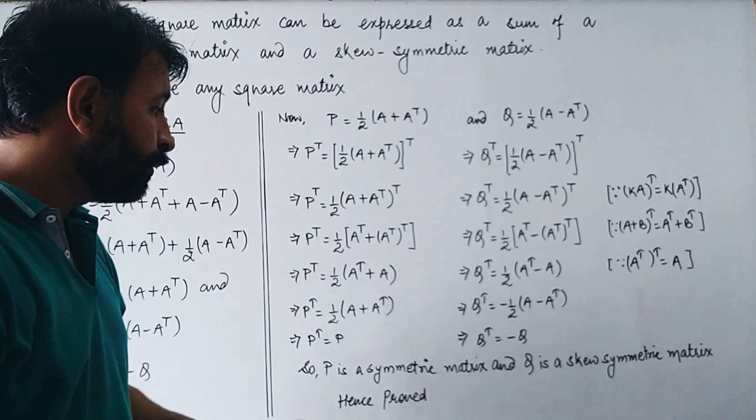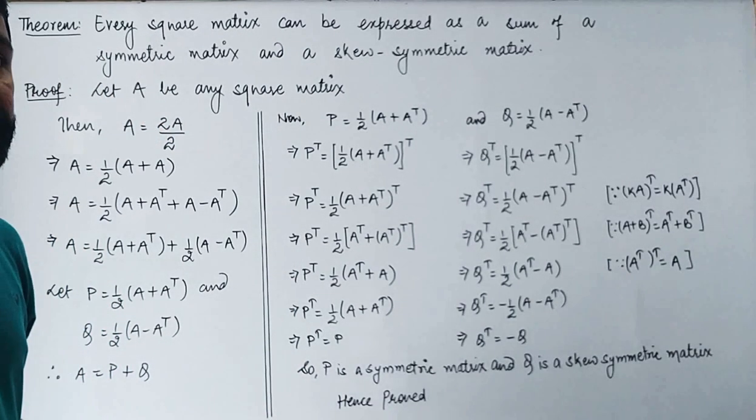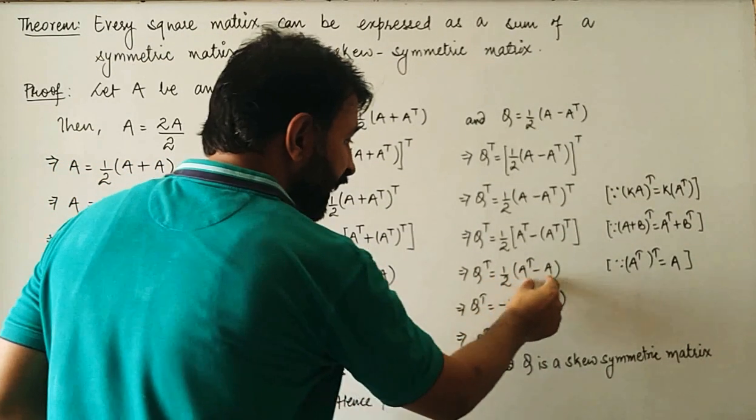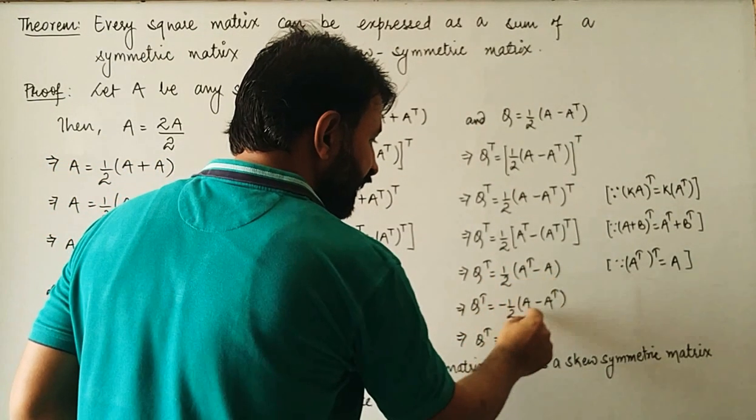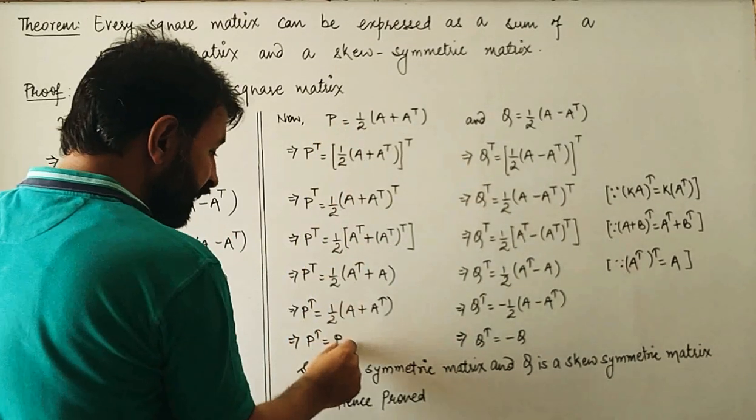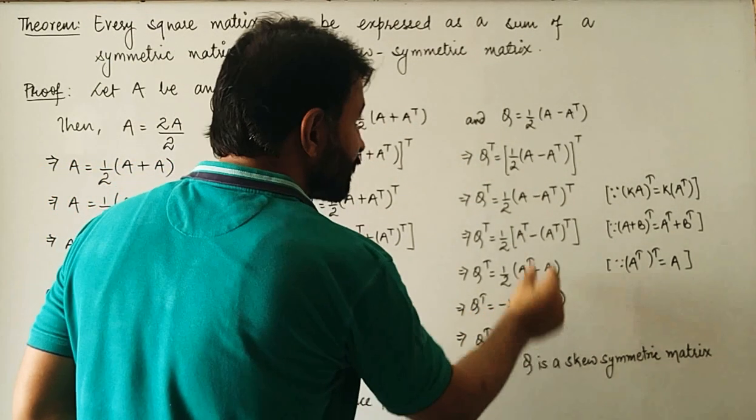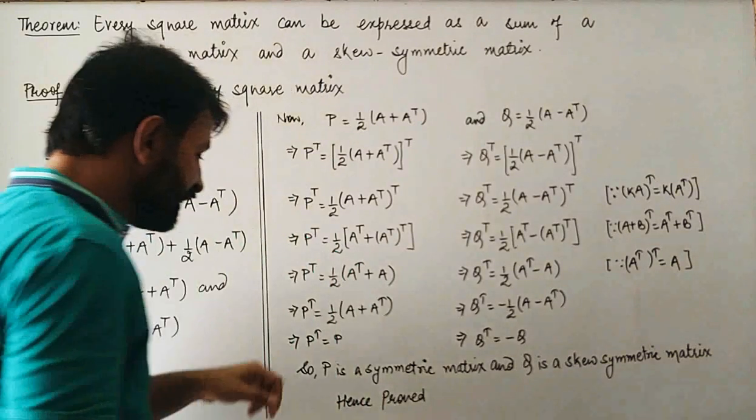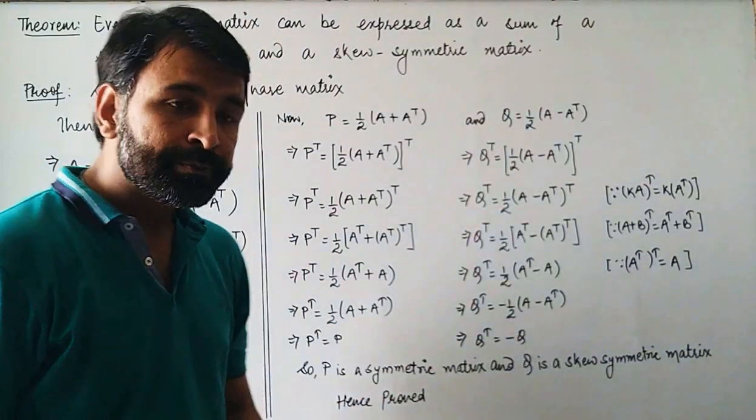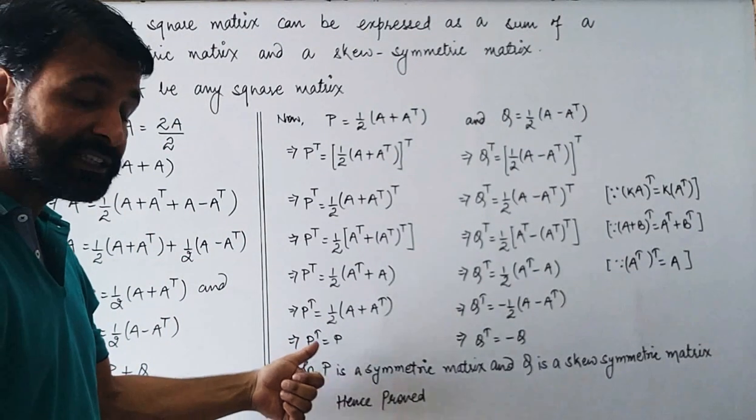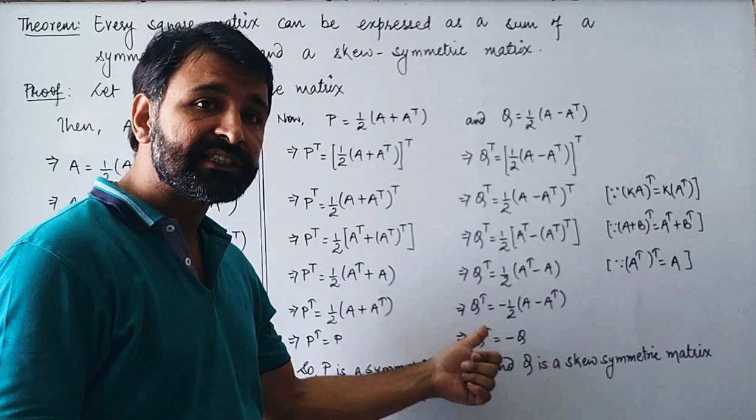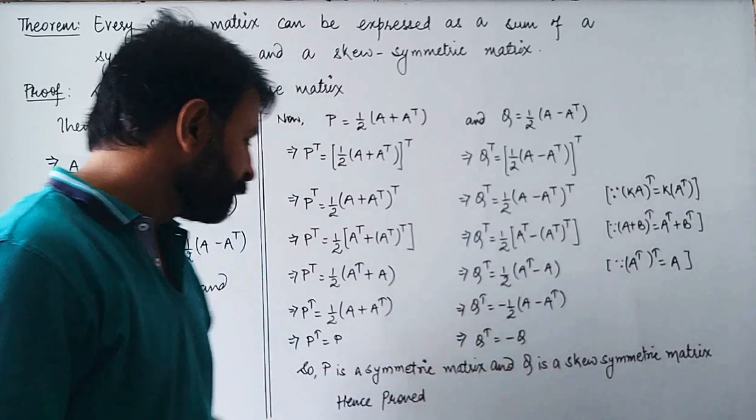Now we all know that matrix addition is commutative, so we'll write A plus A transpose and we'll take minus common from here, then we'll get A minus A transpose. Now this half A plus A transpose is again P, and this half A minus A transpose is again Q. It means this P transpose becomes P and Q transpose becomes minus Q. It means P is a symmetric matrix since its transpose is again P, and this is a skew symmetric matrix since its transpose is minus Q.